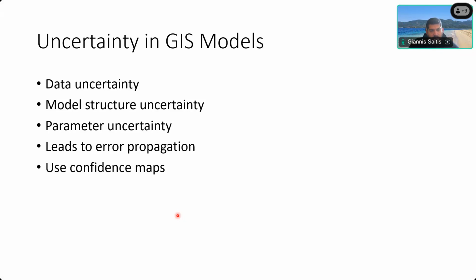And sometimes you need to use also a confidence map, which means where you have high confidence in your data sets and the results, and where you have less confidence. So in this kind of models, you need to be very specific about the confidence in general.